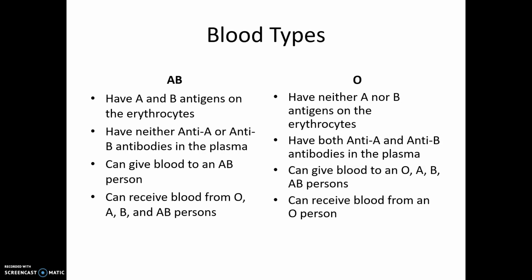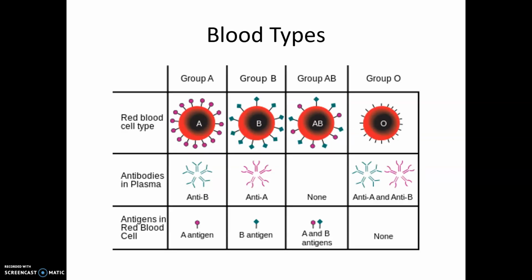So they are what we call the universal donor, meaning that they can give blood to an O person, an A person, a B person, or an AB person. Unfortunately for them, they can only receive blood from an O person. Okay, we'll talk about the different percentages of blood types in the population, but O is definitely more prevalent. Okay, so here is a diagram just so we can break this down for you.